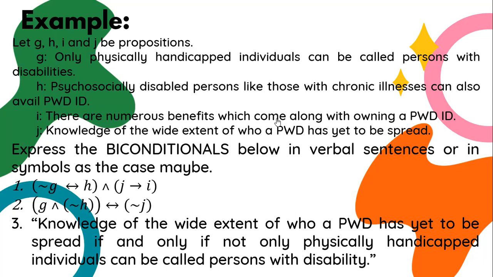Not only physically handicapped individuals can be called persons with disability, if and only if psychosocially disabled persons like those with chronic illnesses can also avail PWD ID, and if knowledge on the wide extent of who a PWD has yet to be spread, then there are numerous benefits which come along with owning a PWD ID. Okay, so that's correct. Thank you, Benson.